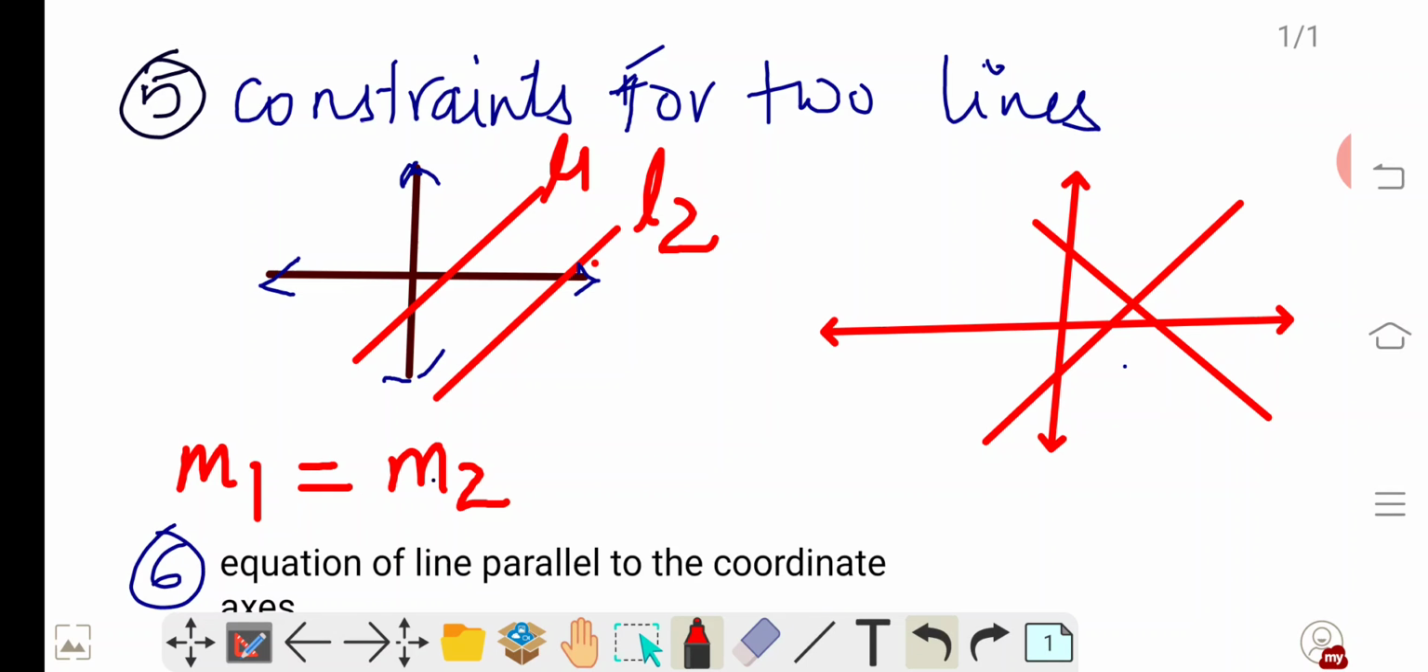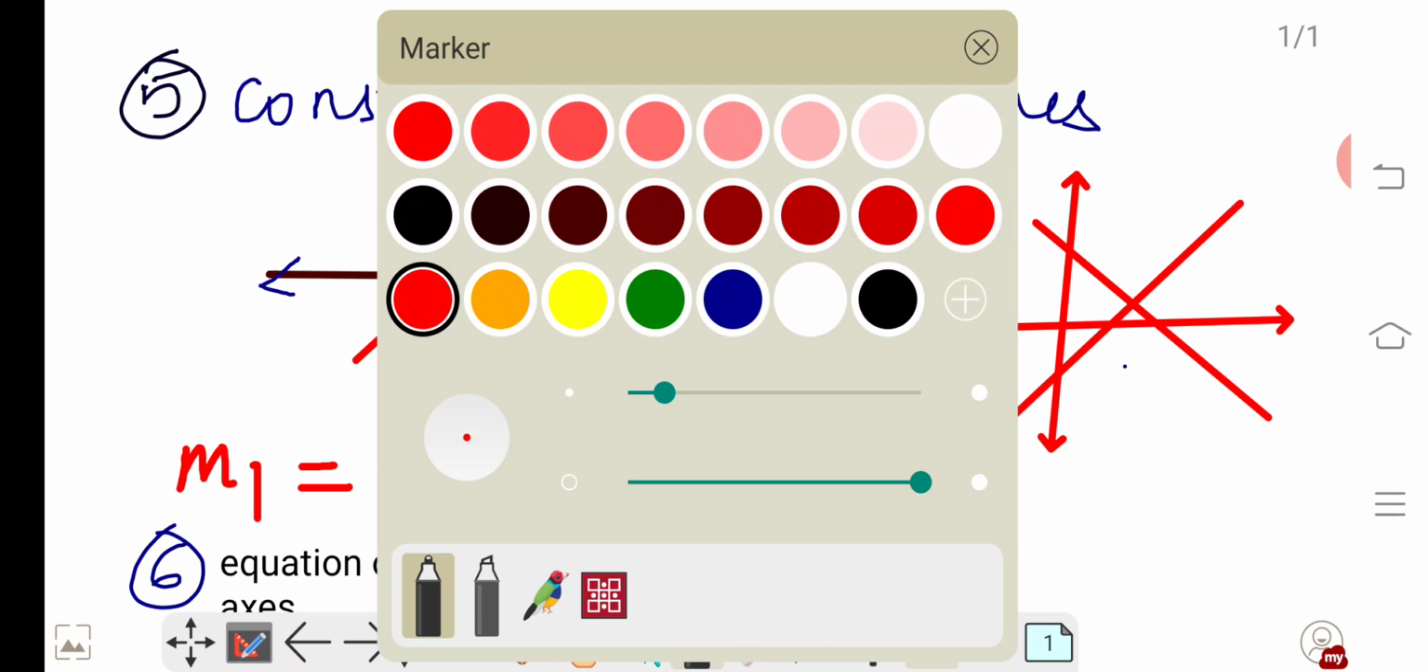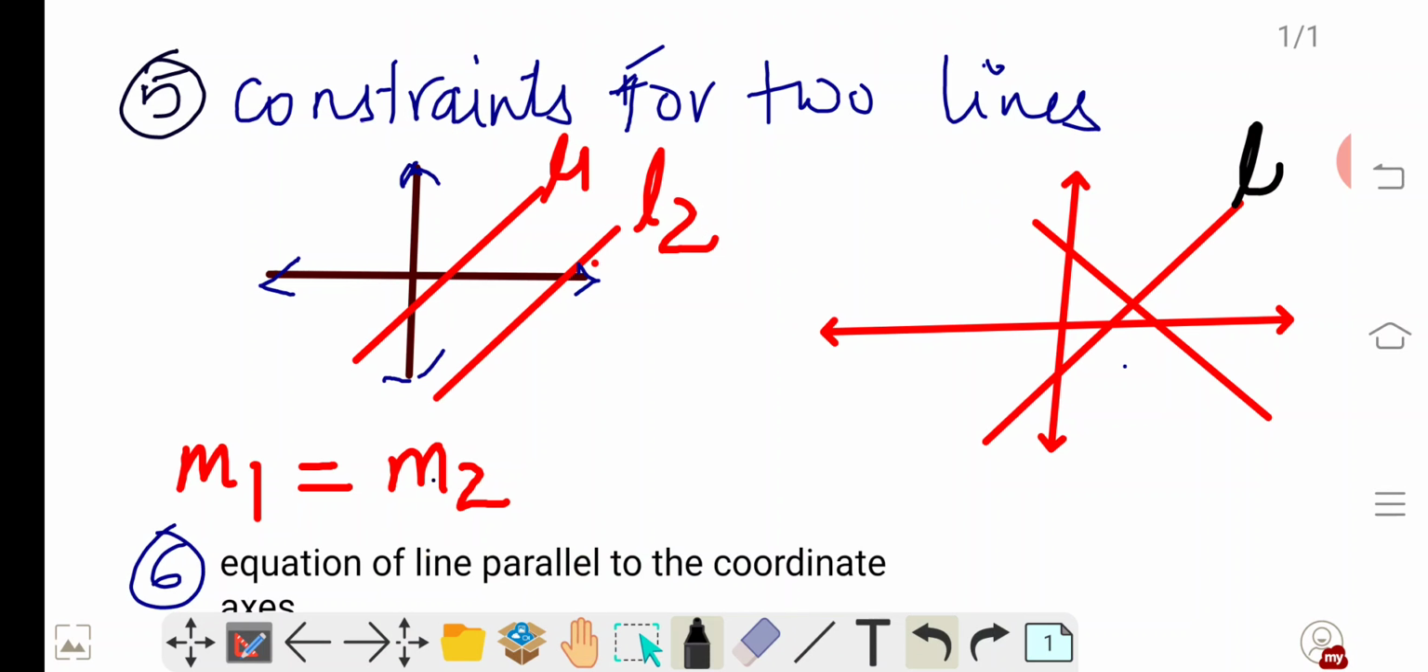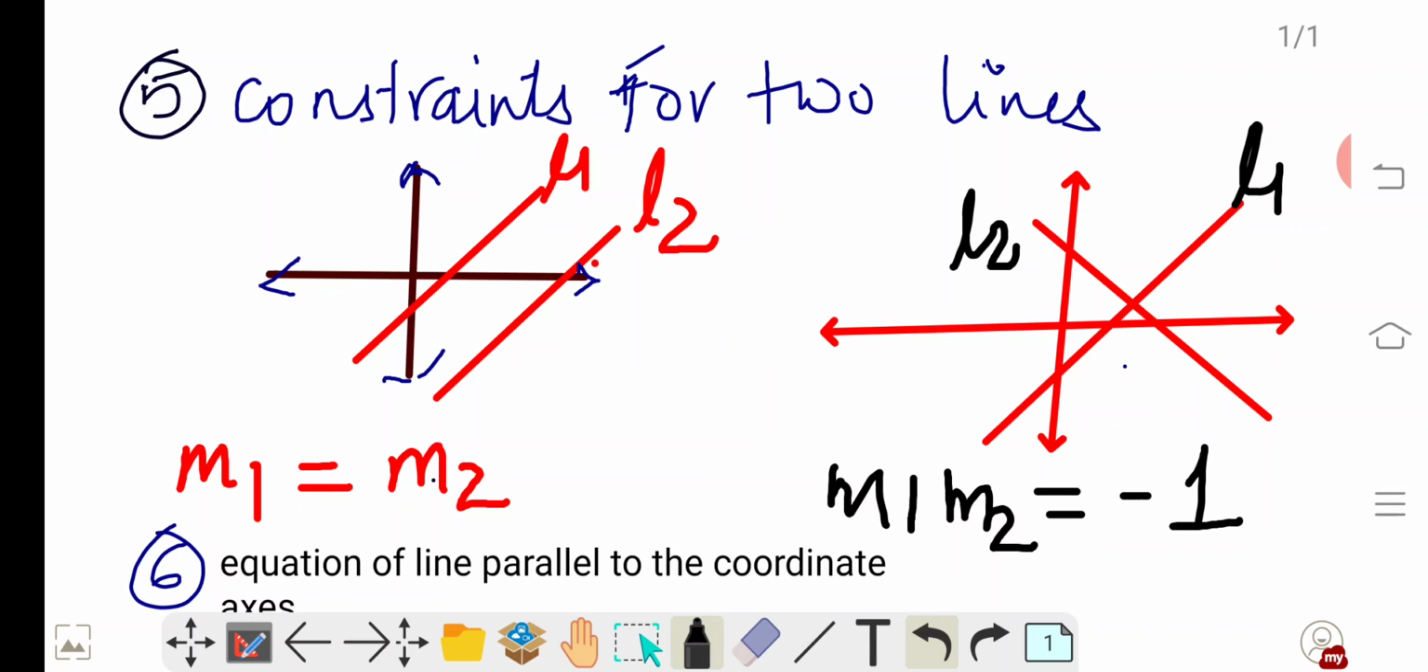Where two lines are intersecting each other, suppose this is line 1 and this is line 2, then the constraint will be m1 into m2 is equal to minus 1. So in the case of intersecting lines, we get the constraint m1 into m2 is equal to minus 1.